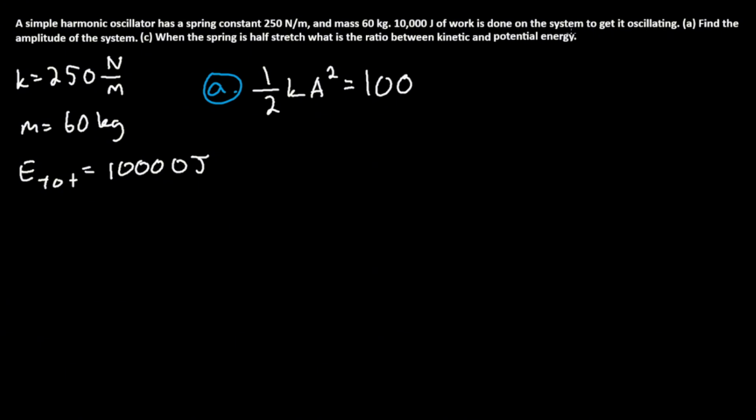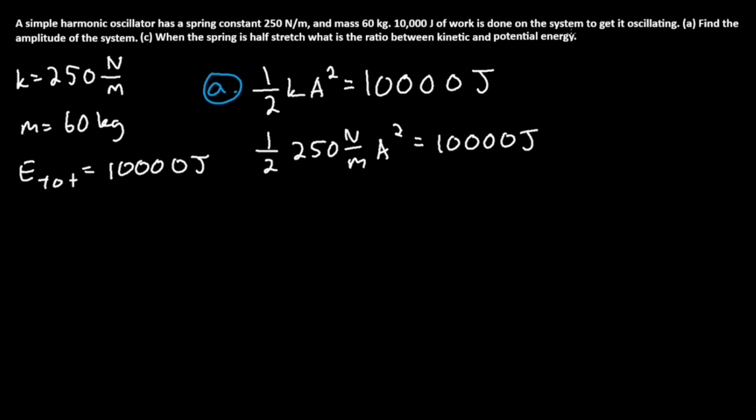But we have the total energy. We have 10,000 joules as the total energy. And we also have your spring constant, which is 250 Newtons per meter. Therefore, the only variable that is unknown in this problem is amplitude. So we can do a little bit of algebra, and we can find the amplitude. Once a little algebra has been done, your amplitude is equal to 8.94 meters. Standard units, of course. So that's part A, easy amplitude.